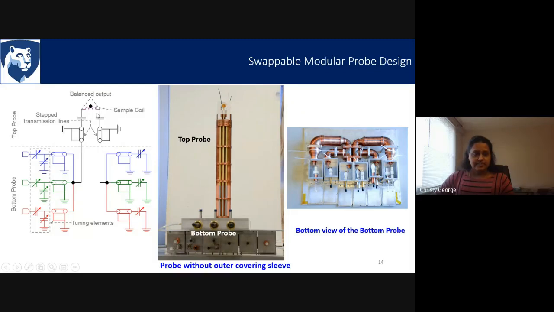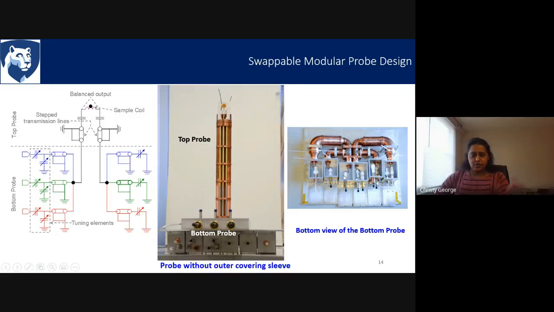For example, in this modular design, this part where the channels are separate is known as the bottom probe, and you can see the corresponding position in the probe. This is the bottom view of the bottom probe. The three channels are these, and they are connected together here. Similarly, the top probe is this part. This gets inserted into the magnet, and the sample comes in and sits here.